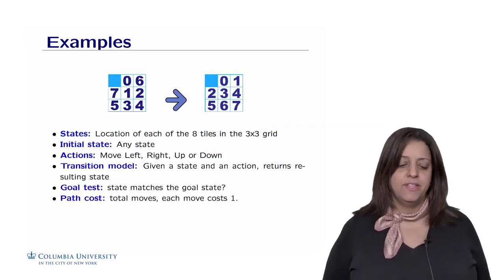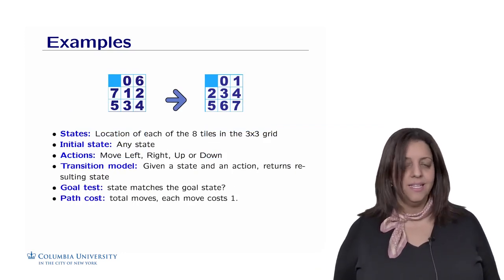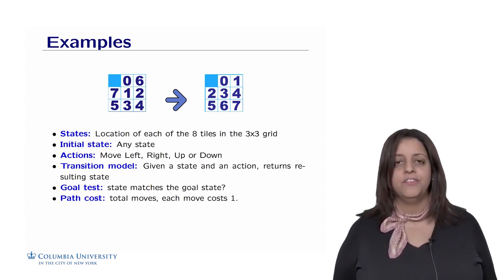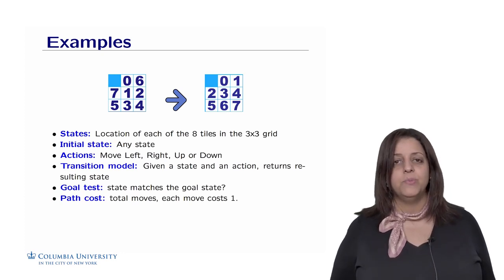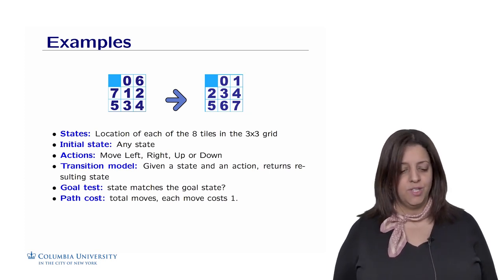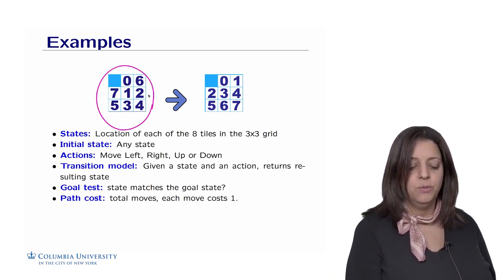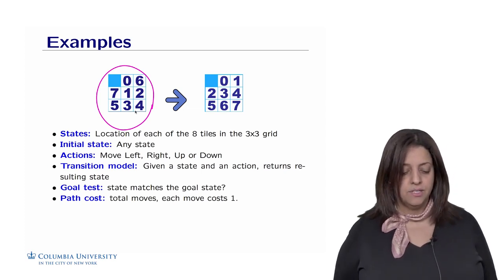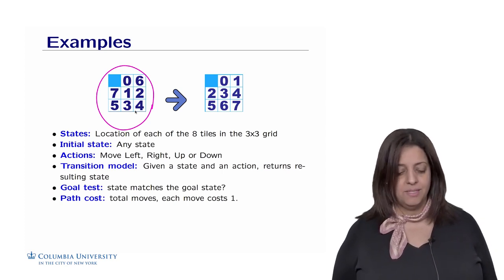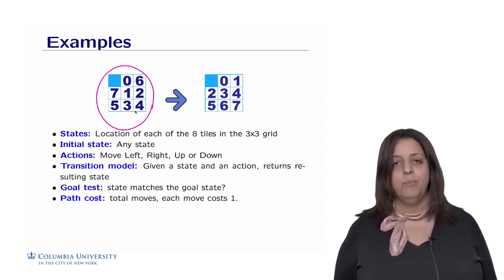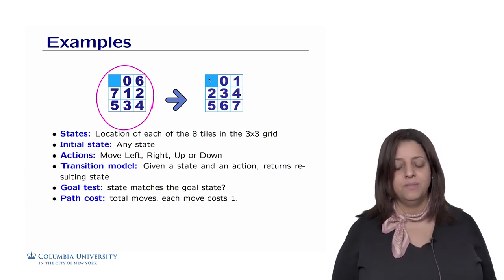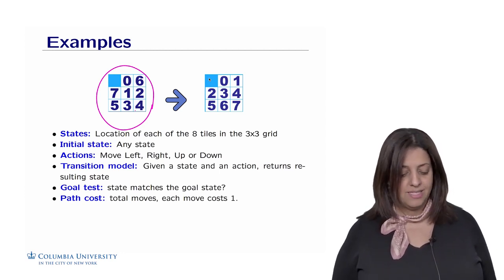Let's now formalize the problem of the 8 puzzle. So first of all, what are the states? The state is any configuration of the 8 tiles on the 3 by 3 grid. So the location of each of the tiles in the 3 by 3 grid represents the possible states. The initial state is any state we want to start with. So this is a possibility of an initial state in which we have this configuration of numbers on the grid. But it could be anywhere we start. The action: we have only 4 possibilities, which are to move left, right, up or down. Because of the shape of the grid and the fact that there is only one square that's empty, we could only do this kind of possible actions.